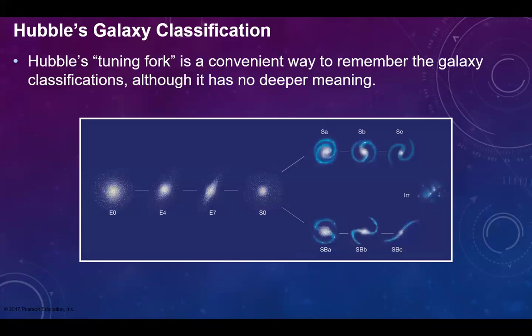Now, Hubble's tuning fork is a convenient way to remember the galaxy classifications, but it has no deeper meaning. There's nothing special about this tuning fork other than it's a convenient structure to organize our classifications.